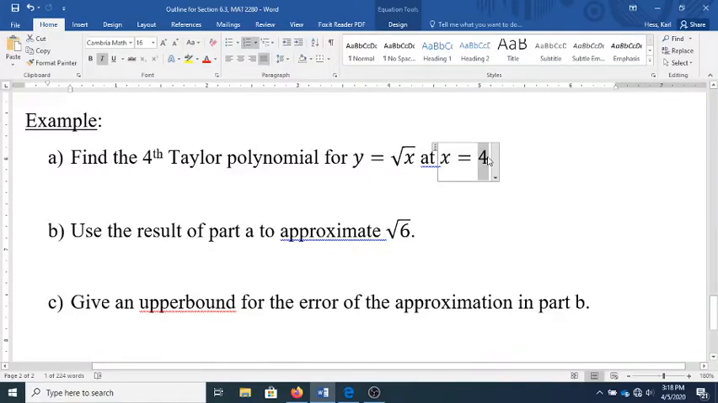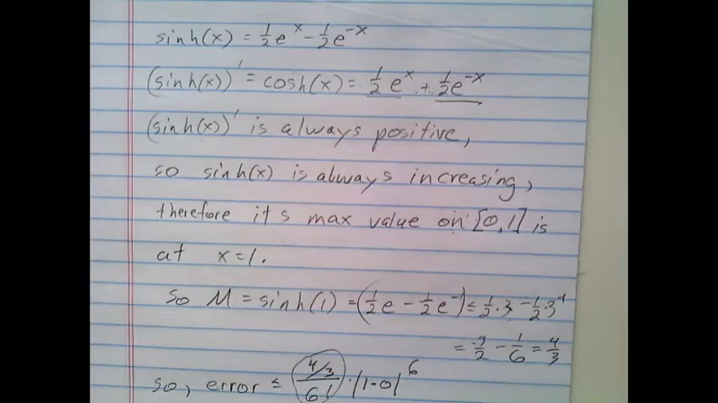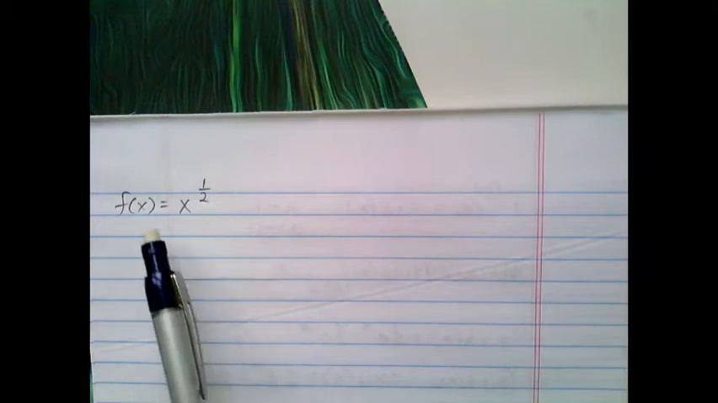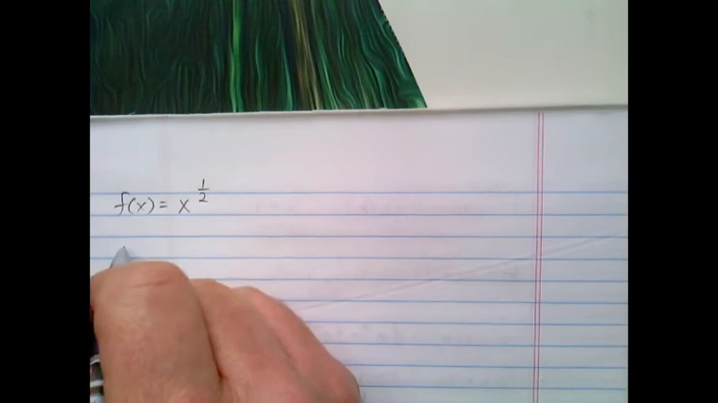So notice we're not centering it at 0 this time. Okay, so I'm not going to call it a Maclaurin polynomial, I'm going to call it a Taylor polynomial. Alright, so here's the function that we're building a Taylor polynomial for. Now we were specifically told in the instructions to build a 4th degree Taylor polynomial. So I know specifically that I need to go down to the 4th derivative. So I'm going to begin by computing the first 4 derivatives of this function.